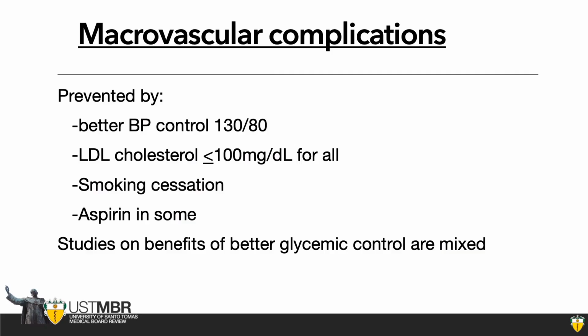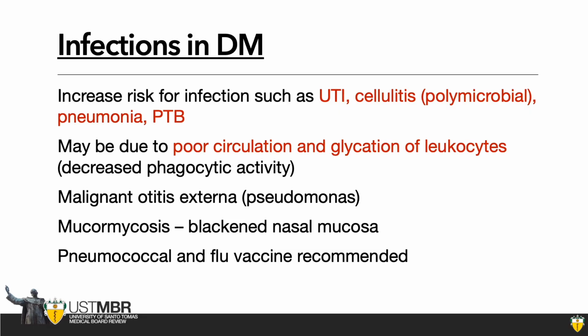So we focus on management, which includes smoking cessation and in some patients antiplatelets. They're prone to more infection like UTI, cellulitis. In fact, pulmonary tuberculosis is more common in patients with type 2 diabetes. And this could be due to poor circulation or glycation of leukocytes, making them less effective.